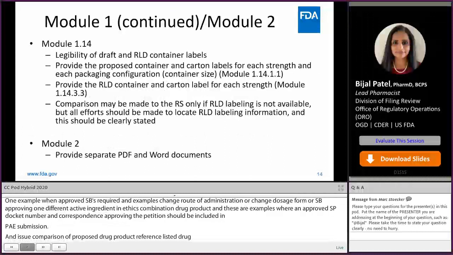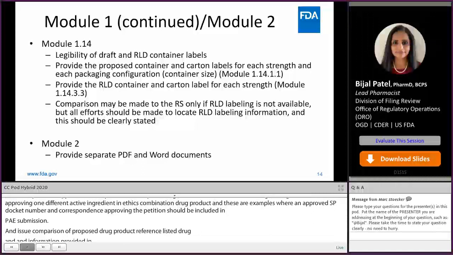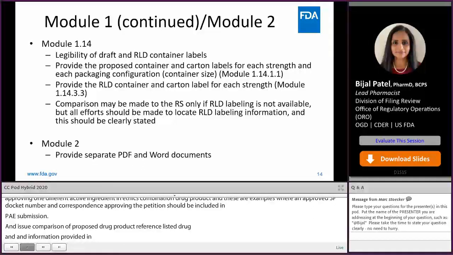The last few tips on Module 1 are related to Module 1.14, the labeling section. Here, ensure that the draft and RLD container labels are legible. Provide the RLD container and carton label for each strength in Module 1.14.3.3. Also, provide the proposed container and carton labels for each strength and each proposed container size in Module 1.14.1.1.